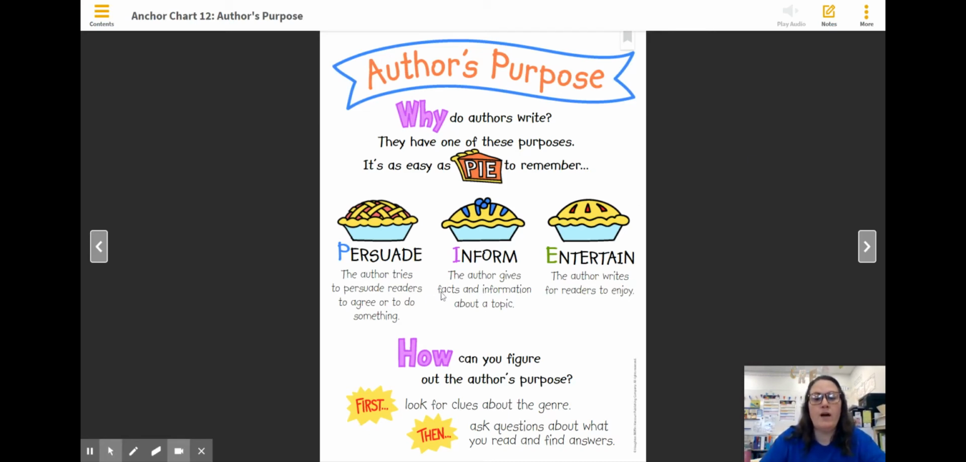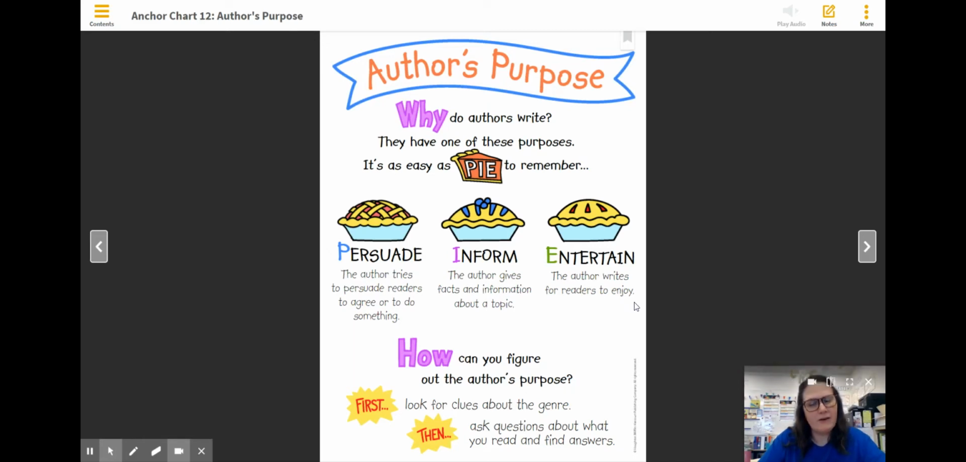Inform is when the author gives facts and information about a topic. So if you were to read a book about sharks that tells you all the different kinds of sharks that live in the ocean, what they eat, and all about them, that would be informing you or telling you information, facts. Entertain is when the authors write so that the reader can enjoy.